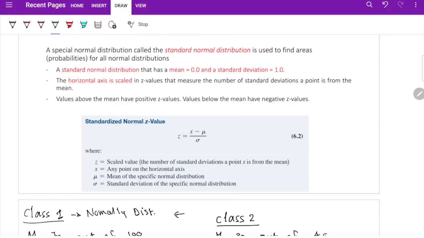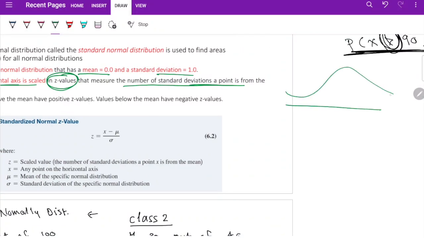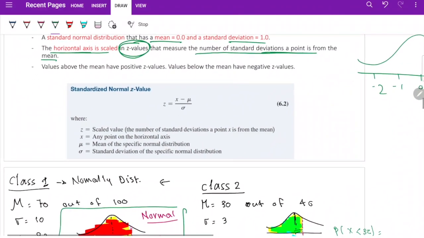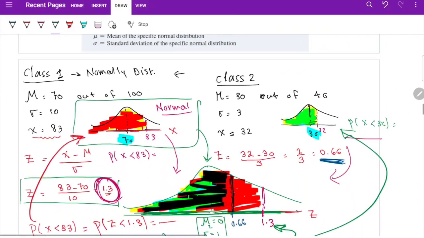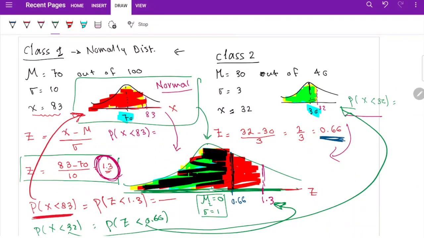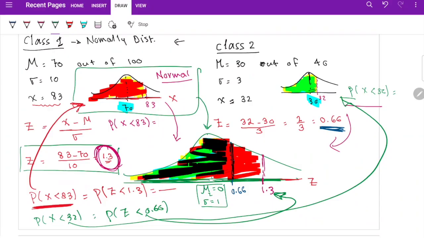And as I said, the standard normal distribution has a mean of 0 and a standard deviation of 1. The horizontal axis is scaled in z values, right? And we know the number of standard deviations away from the mean, which is 0, 1, 2 here. This is exactly what we said. This is the mean 0. This is 1 standard deviation. This is 1, 2. This is -1, -2, and so on. We talked about the standardized value and how we use the standardized value to construct the standard normal distribution. So this is kind of an illustration of the difference between normal and standard normal distribution. And after that, we are going to use Excel.